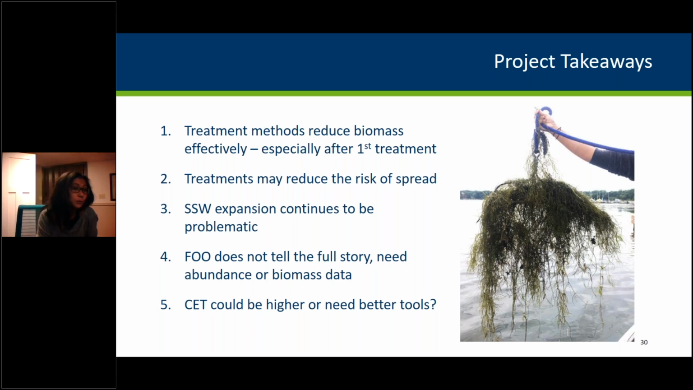So using things like abundance, rake ratings, as well as any sort of biomass measurement can be really helpful in telling that story. And then finally, I think we just need further research or discussion on what other tools we have out there in terms of algicides. Should CETs be a little bit higher? Should we incorporate things like bubble curtains to extend that exposure time or increase that concentration? Those questions are to be determined.